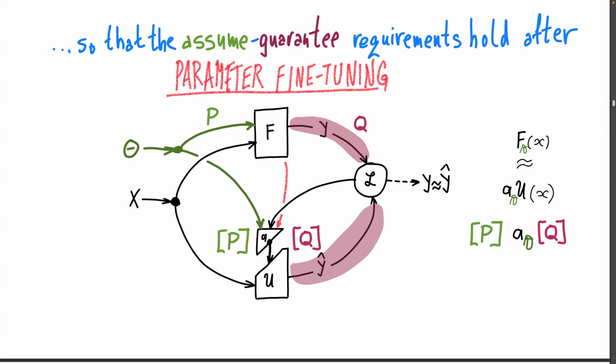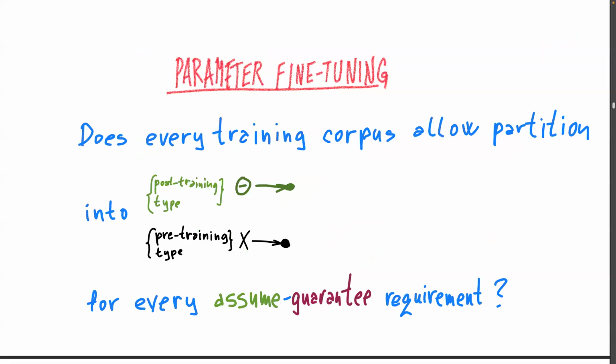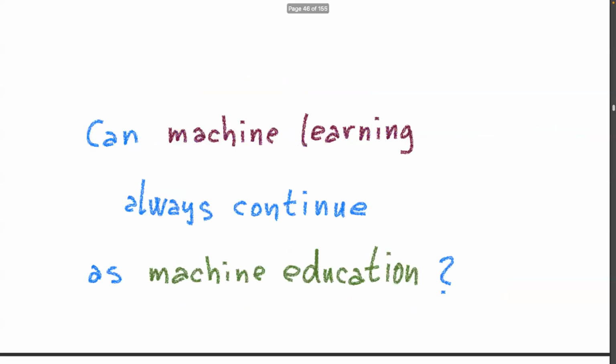So this is what we would like to have. And now the question is whether that is possible, and whether that format of post-training of arbitrary language models is available. So the question is, does every training corpus allow this partition into post-training type of parameters and pre-training type of prompts for any assumed guarantee requirements? So for any notion of safety and any notion of security. That's the question that we need to address in order to make sure that AI security even exists.